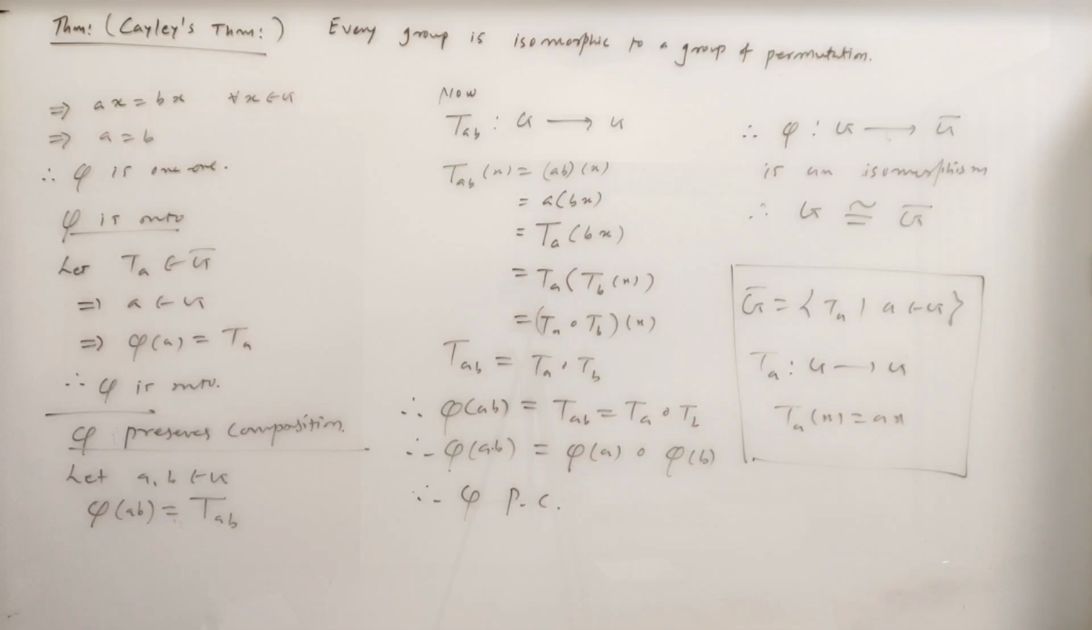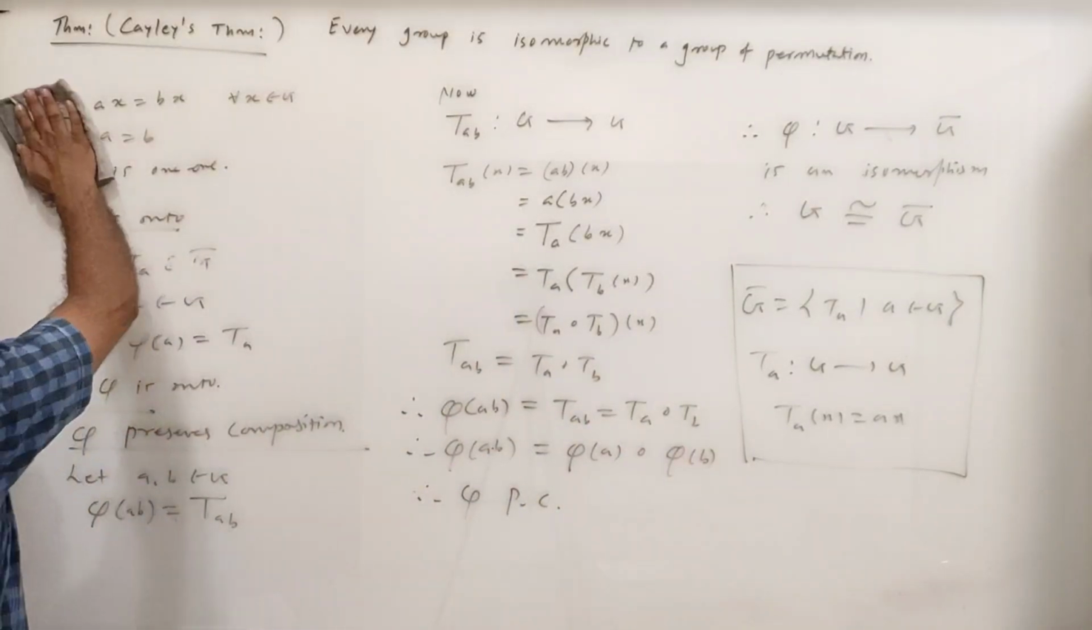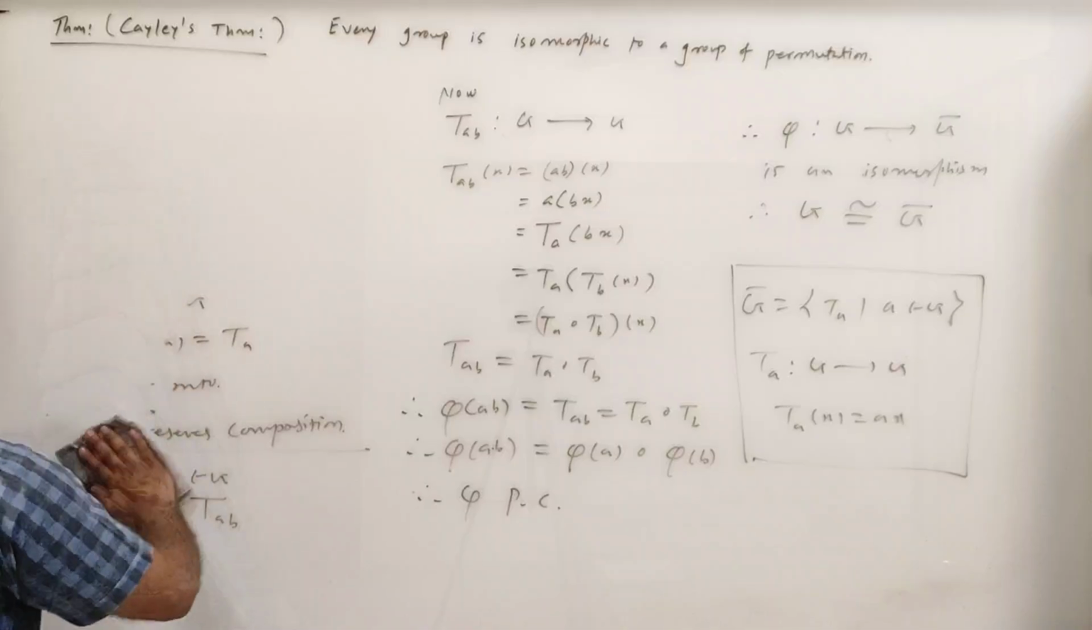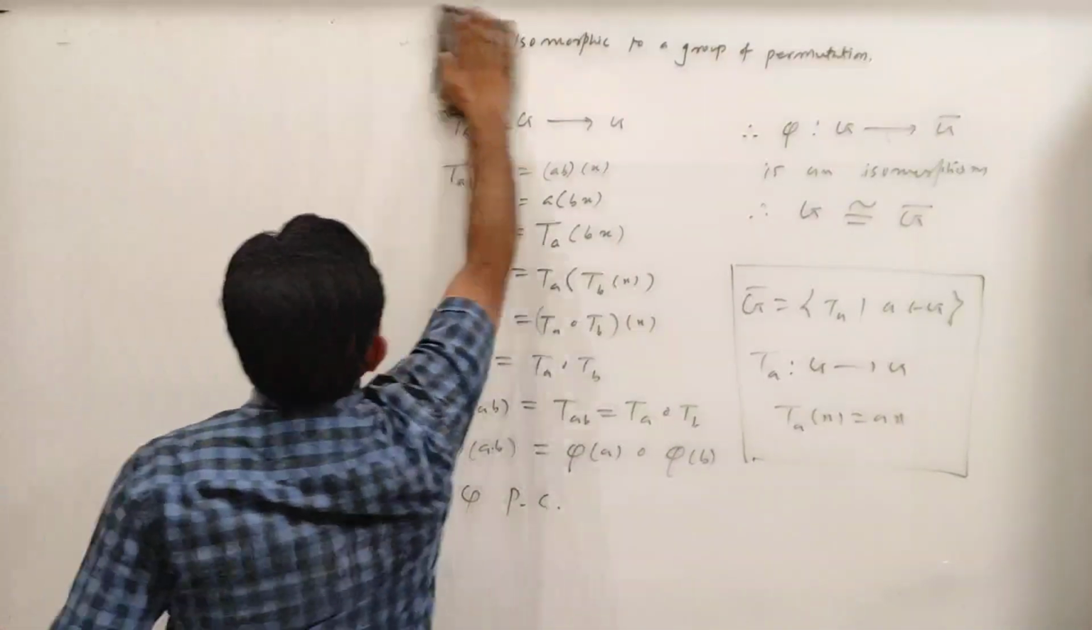Okay, so now next, let us see some variants of homomorphisms. It is just definitions, but let us list them.